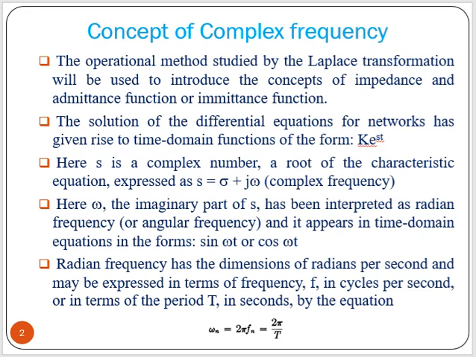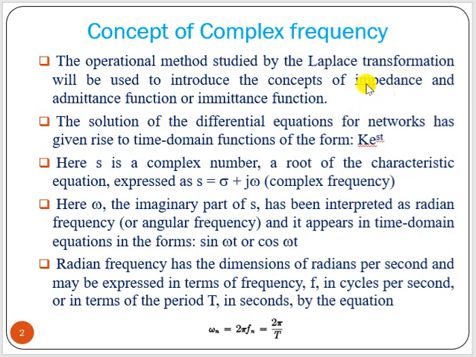Now, first, let me tell you the concept of complex frequency. The operational method studied by the Laplace transformation will be used to introduce the concept of impedance and admittance function, or immittance function. Now, immittance function is basically impedance, and admittance is nothing but the reciprocal of impedance. If impedance equals Z, admittance Y equals 1 by Z. So admittance is the reciprocal of impedance, or impedance is the reciprocal of admittance.